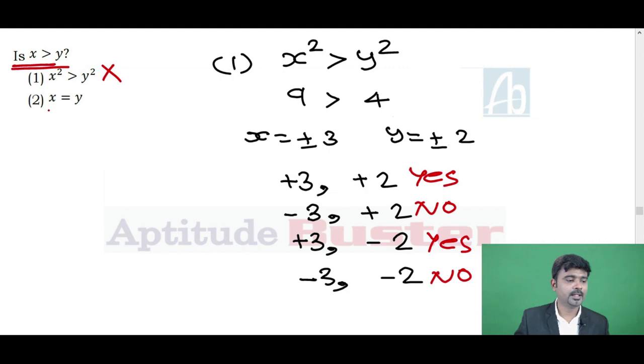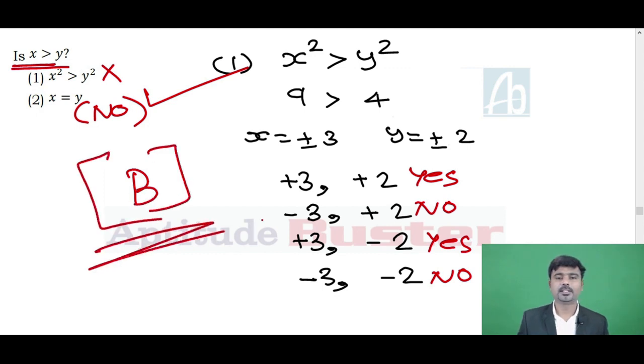Read the second statement. It's a good statement. X is equal to y. What's the question? Is x greater than y? Immediately you can say no, x is not greater than y, x is equal to y. To say a definite no, the second statement is sufficient. The answer choice for this question is answer choice B. The second statement alone is sufficient to say a definite no. So the answer for this question is answer choice B.